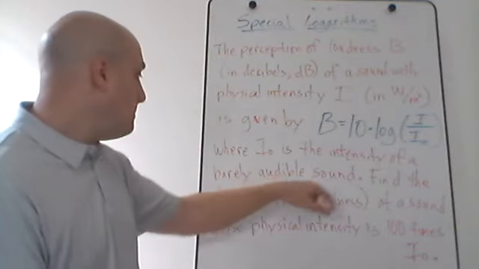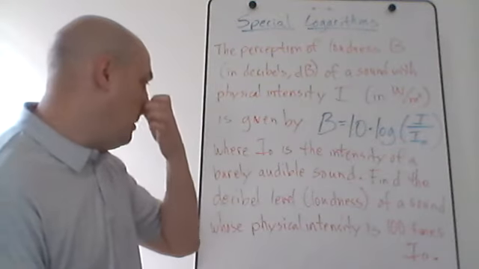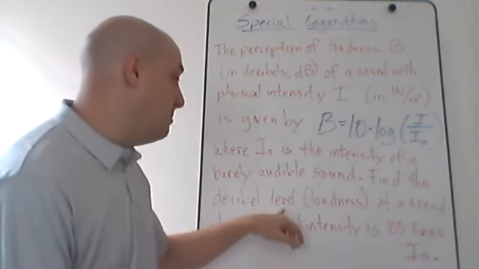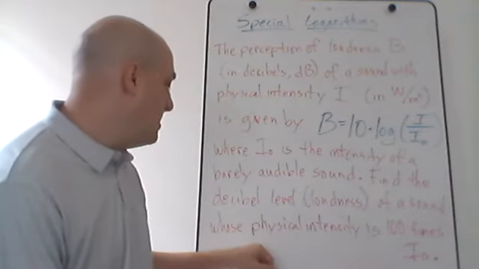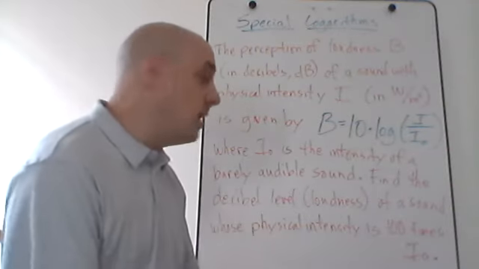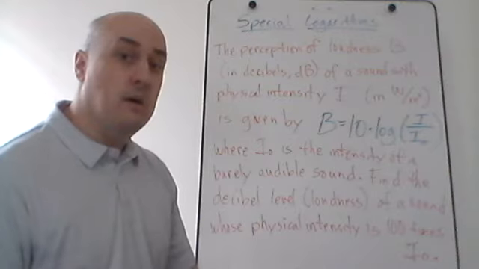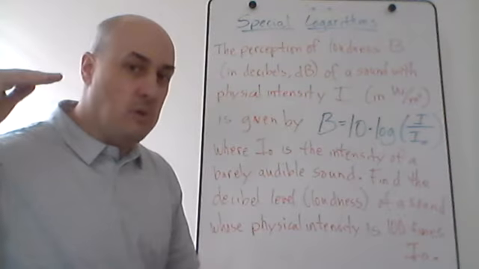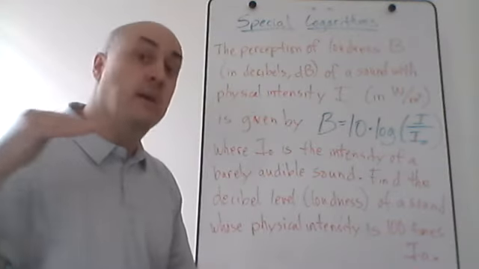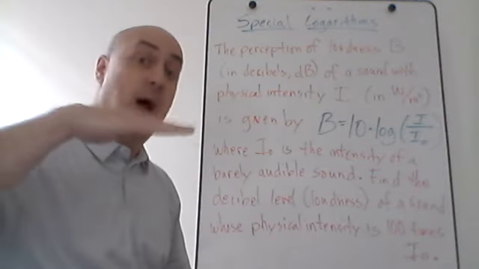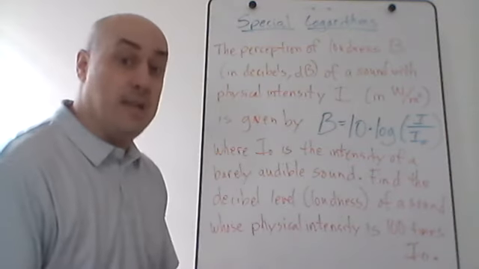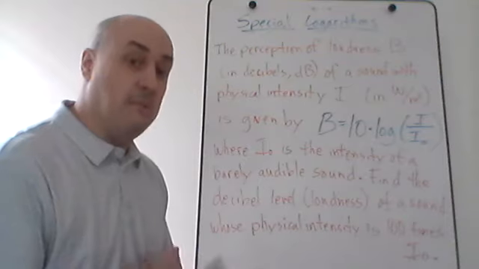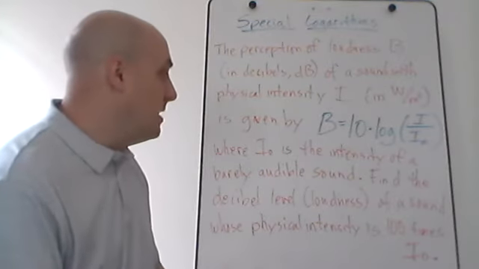All right, so I sub 0 is the intensity of a barely audible sound. We are asked to find the decibel level, or the loudness, of a sound whose physical intensity is 100 times I sub 0. Again, if I sub 0 is that really small vibration that you can just barely hear, and you have something 100 times as powerful as that, how loud is that sound? What is the decibel level of that sound? That's what we need to figure out here.